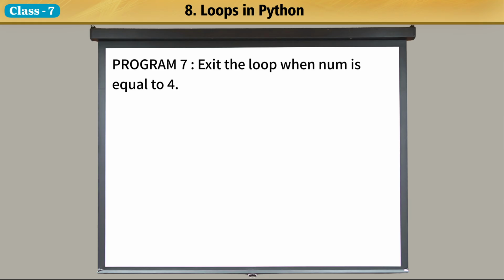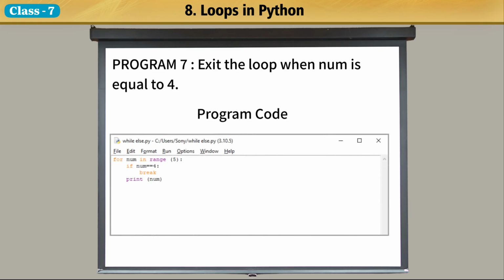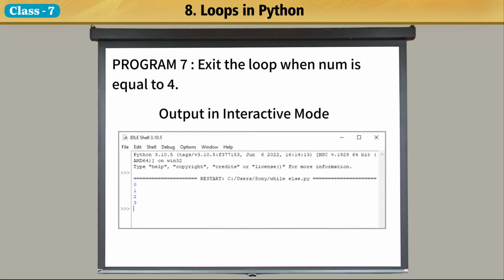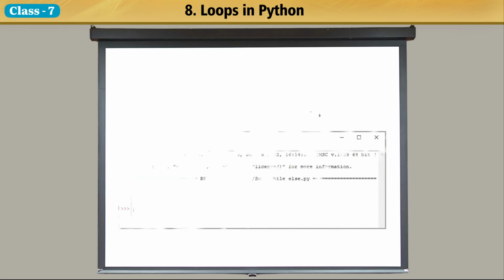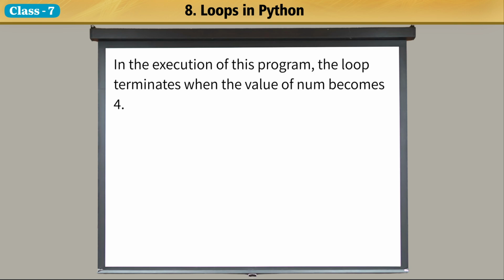Program 7. Exit the loop when num is equal to 4. Program code. Output in interactive mode. In the execution of this program, the loop terminates when the value of num becomes 4.